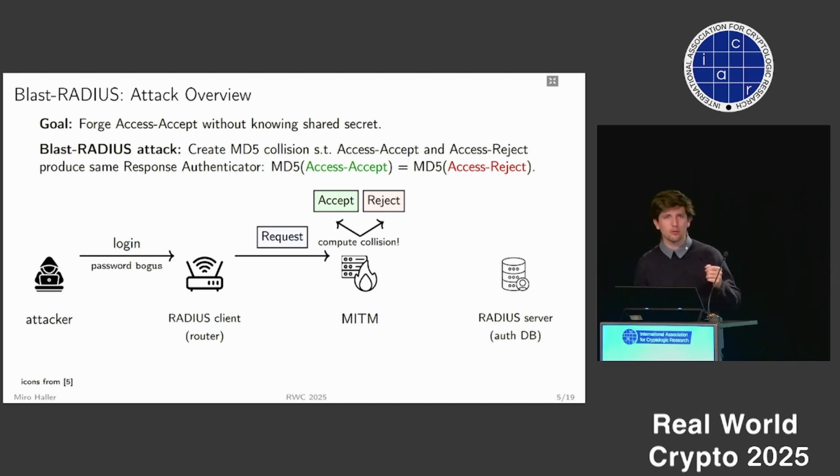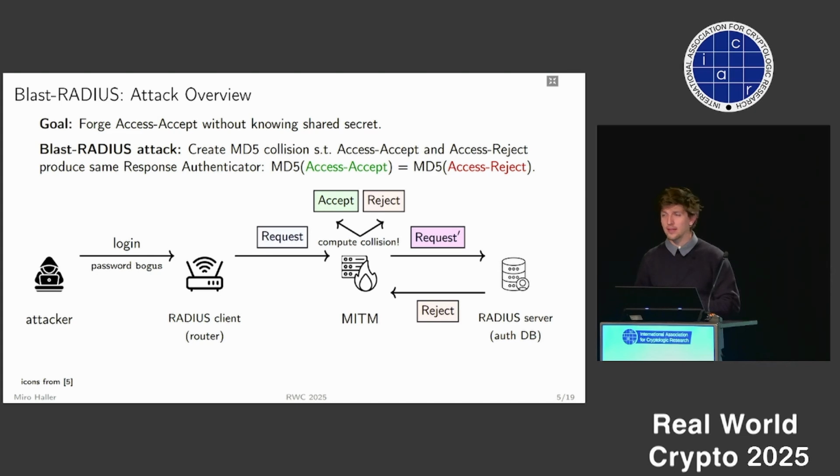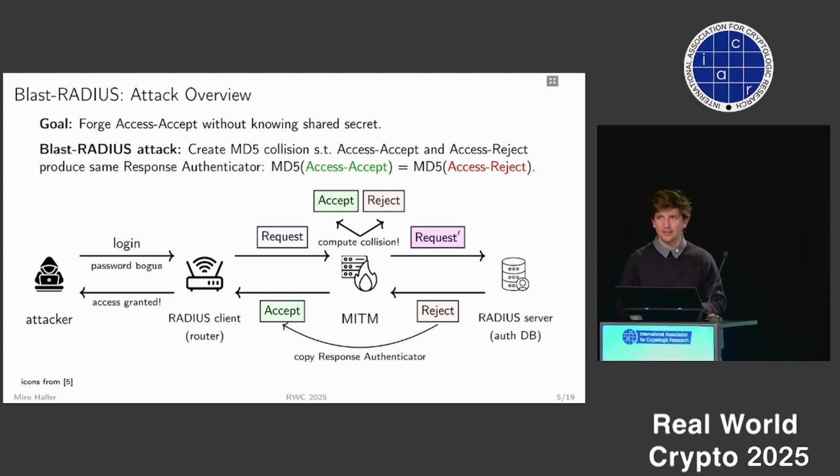But at this point, the adversary doesn't know what this Response Authenticator is. So to learn that, it modifies the request to make sure that the server sends back the Access-Reject that is predicted. And once it gets a reject, it can just copy over the Response Authenticator to the accept. And this will trick the RADIUS client into giving the adversary access to this user, although the adversary never actually knew the correct password.